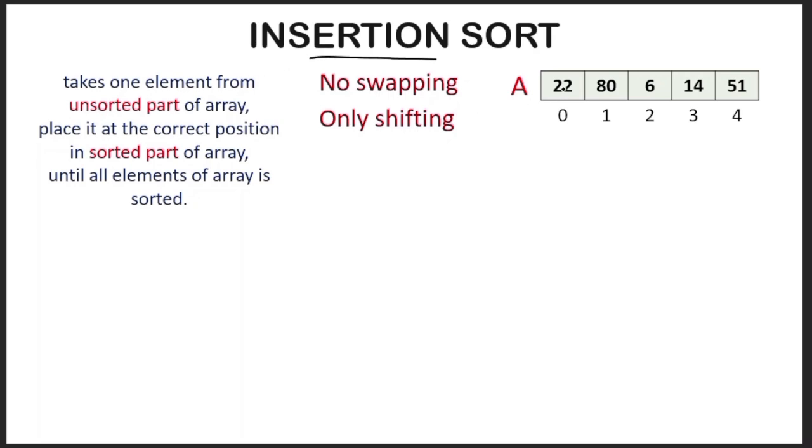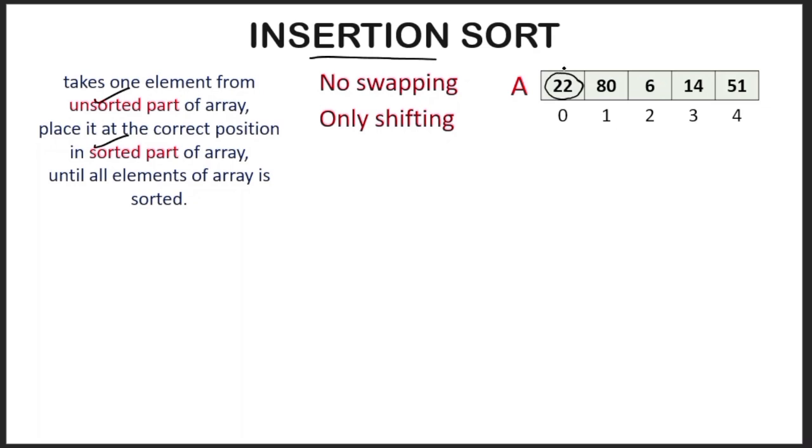First, suppose this is your array A and these are the elements in the array: 22, 86, 14 and 51. We assume that the first element is already sorted and we don't need to sort it. So the entire array is broken down into two parts, the sorted part and the unsorted part.